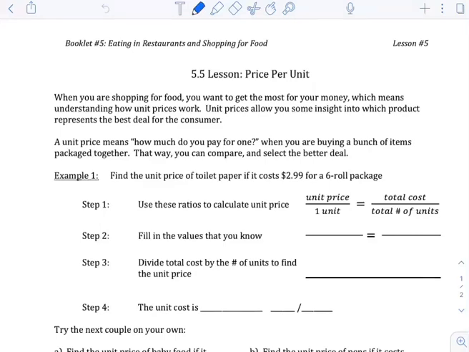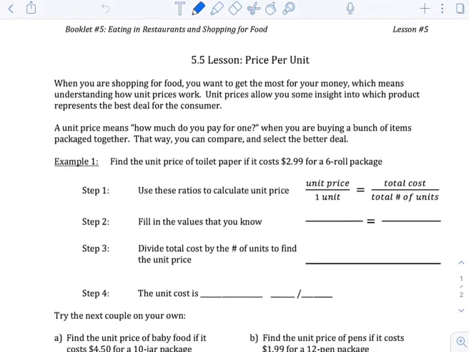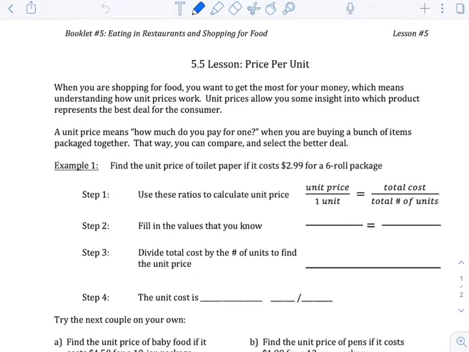We're at 5.5, price per unit. You're going to be using this a lot if you go to any grocery stores and you look at how much it costs for 5 of something, and then right beside it, you see a price for how much it costs for 8 of something. You say, which one's a better deal between the two? Price per unit is what's going to tell us which one's a better price for just one. Because remember, unit means one, so we're finding price per one of something that we're buying.